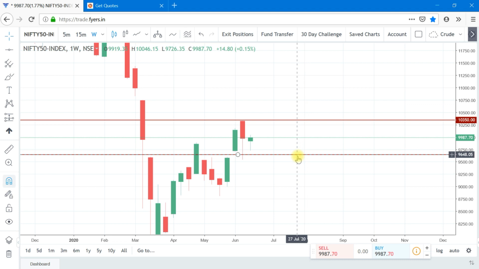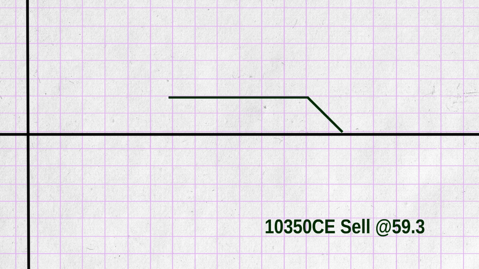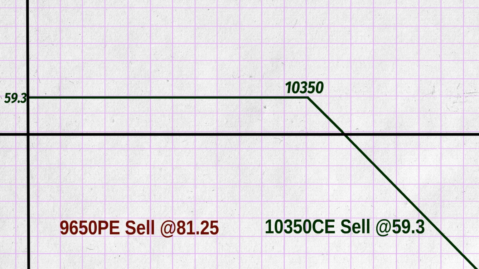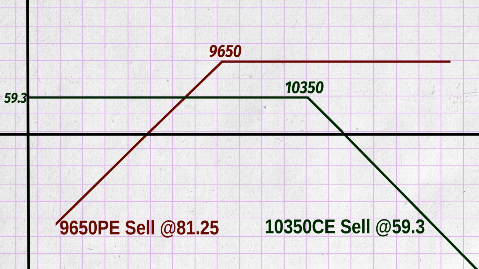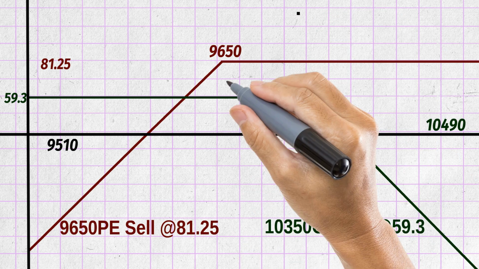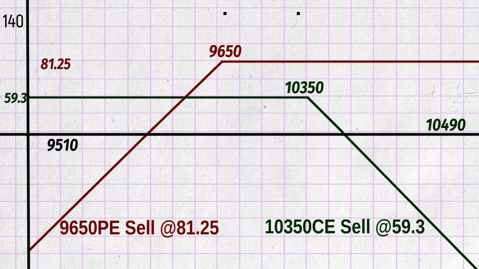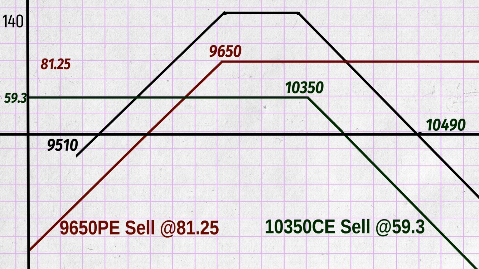To understand this, let us see the payoff diagram. This is our call short payoff diagram for the strike price of 10,350. And this is the put short payoff diagram for the strike price of 9,650. Let us see our profit and losses when Nifty expires at 9,650. We will get the profit of both premiums, right? And the profit is 140 rupees. We will be in the no profit no loss range when Nifty falls below 9,650 minus 140 rupees. So when Nifty closes at 9,510, this is the no profit no loss region.